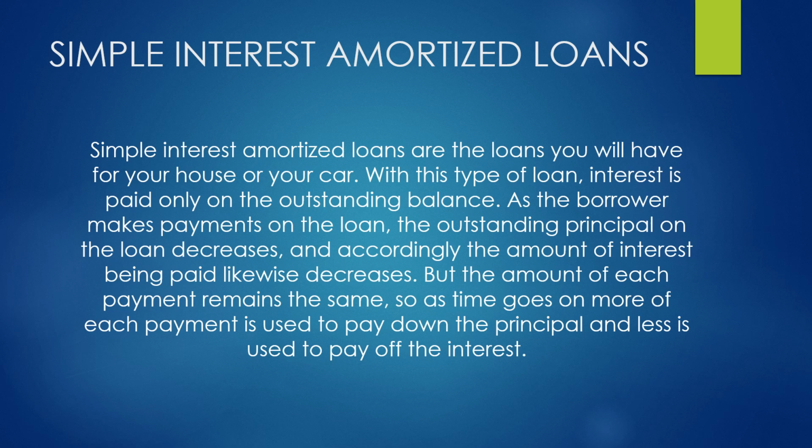As the borrower makes payments on the loan, the outstanding principal on the loan decreases, and accordingly, the amount of interest that you're paying likewise decreases. But the amount of each payment remains the same. So as time goes on, as you get closer and closer to the end of your loan period, more and more of each payment is used to pay down the principal and less of it is being used to pay off interest. So what that means is that if you go and you buy a car, at the beginning of your loan period, you're just making payments towards the interest that you owe. And towards the end of your loan period, that's when you really start knocking down that principal.